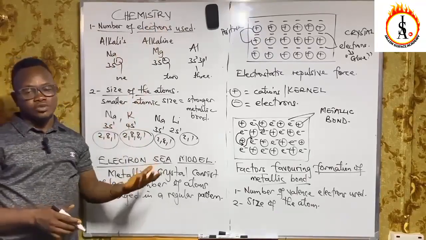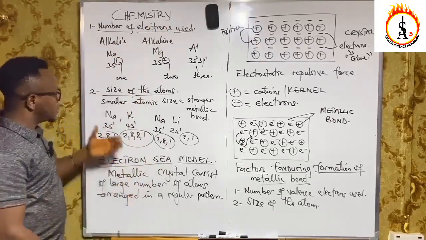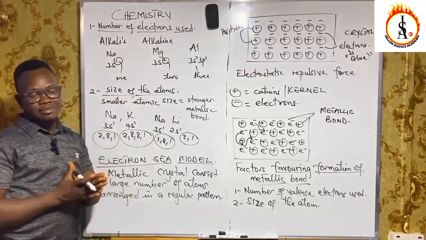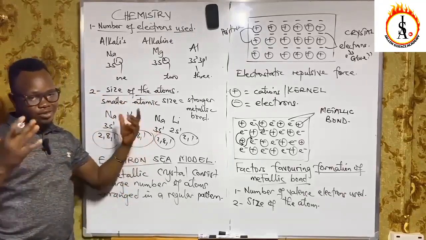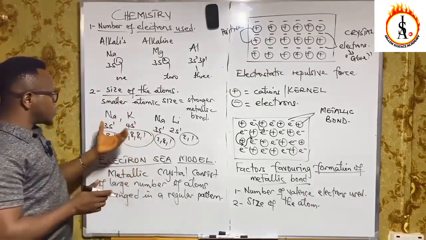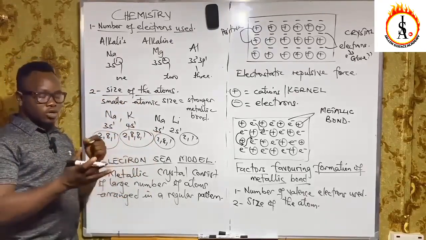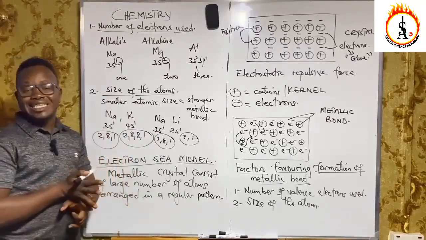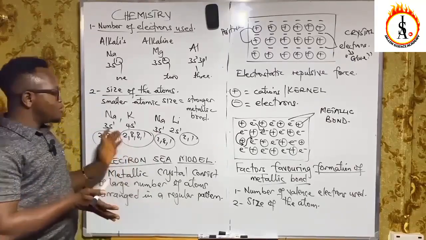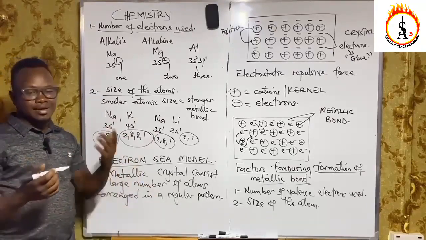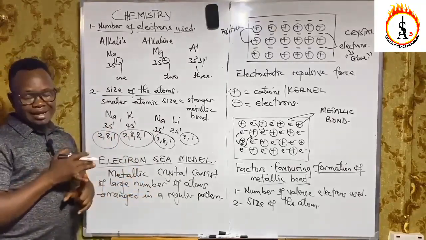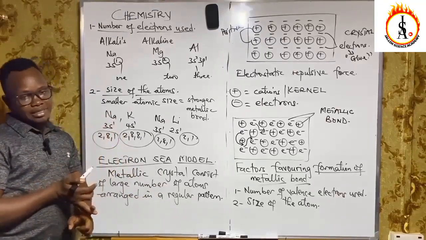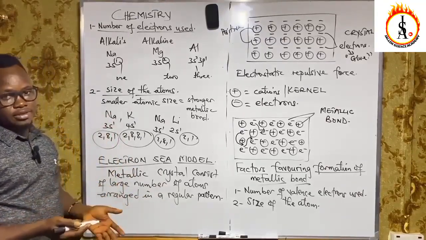The more the number of electrons used, the stronger the metallic bond. The size of the atom: the smaller the atom, the stronger the metallic bond, and the larger the atom, the weaker the metallic bond. And also stronger metallic bonds contribute to boiling point. They contribute to densities. So metals that have stronger metallic bonds are high in density, and they also have high melting and boiling points.